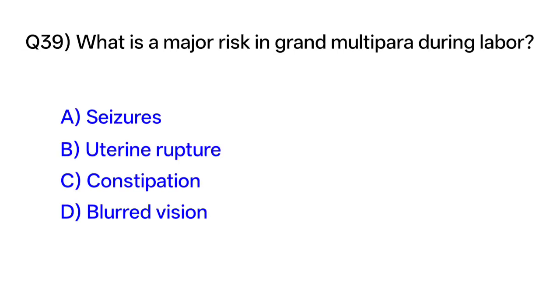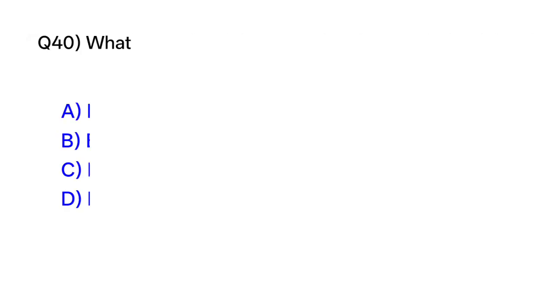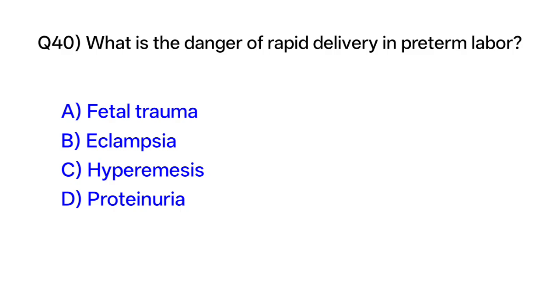Question number 39. What is a major risk in grand multipara during labor? The correct option is B. Uterine rupture. Question number 40. What is the danger of rapid delivery in preterm labor? The correct option is A. Fetal trauma.